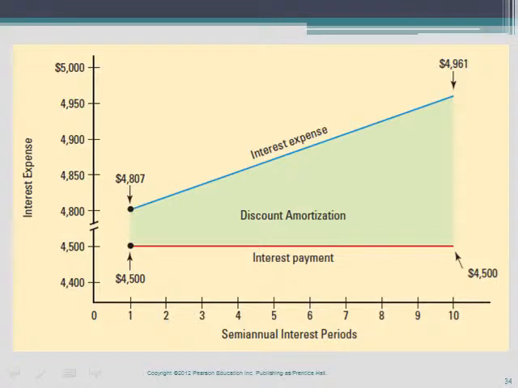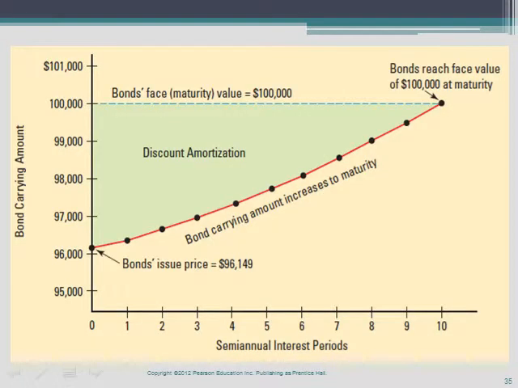This graph depicts the bond amortization table in the previous slide. The interest payment remains constant while the interest expense increases over the bond's terms. The space between the two lines represents the discount amortization. This graph shows how the bond carrying amount begins at the bond price and increases each period until it equals face value.